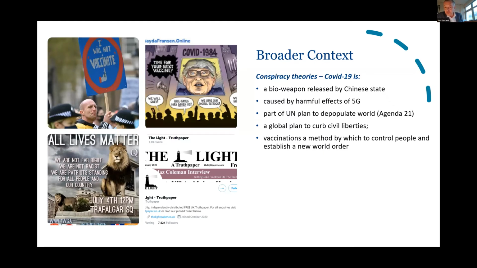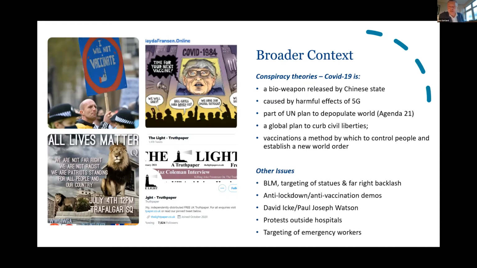Vaccines are a method by which to control people, used by big business and things like that. You'll see that graphic just to the left of the text, the one with Bill Gates in there, and the idea that here's some sort of big brother figure that is worshipped and he will be controlling us when we all get vaccinated. Those are the sorts of rumours that have been spreading, which are, of course, worrying and troubling.